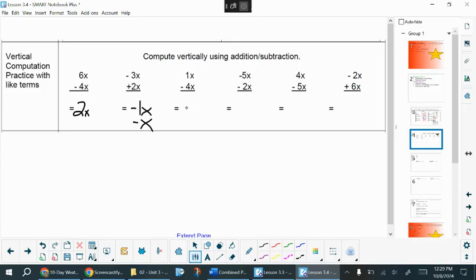1x minus 4x is going to give us negative 3x. Negative 5x minus 2x is negative 7x. 4x minus 5x is negative 1x, which is just negative x. And negative 2x plus 6x is 4x. We're going to be doing a lot of adding and subtracting of variable terms today. Okay, ready to start here.